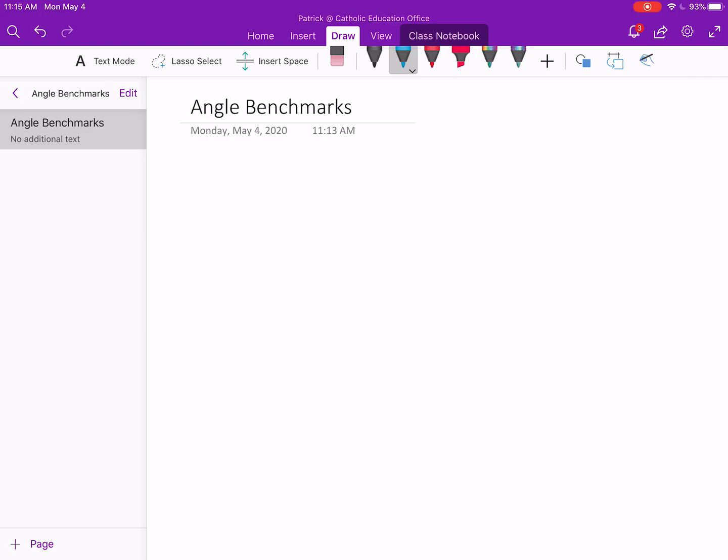Angle benchmarks. Angle benchmarks are just really common angles that you can use as a reference to estimate other angles. So the common angles, I'm going to draw something here. It's really just a cross. And I'm going to pretend this is 0 right here. So this line is 0. And as the angle keeps rotating, it's going to come to this, which is the 90 degrees.